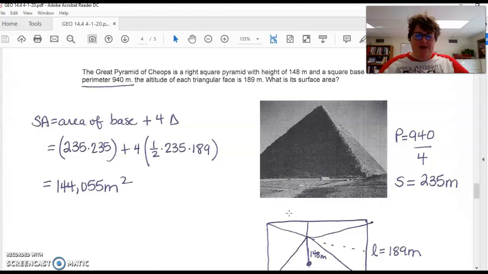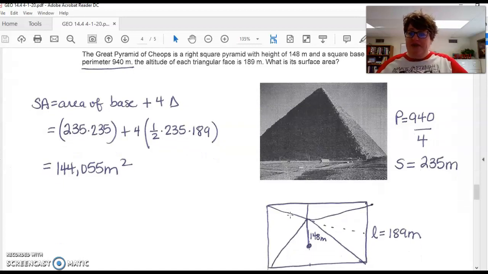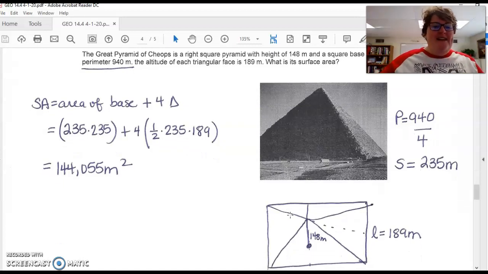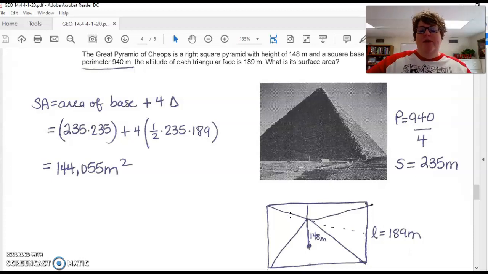Okay, the next one, I drew a really awful picture. So the Great Pyramid of somewhere is a right square pyramid. So that means the base is a square with a height of 148 meters. Now, when they mean that height, they mean the height from the central point straight down. So that's 148. I kind of tried to draw it there, but may not have been successful. And a square base with a perimeter of 940 meters.